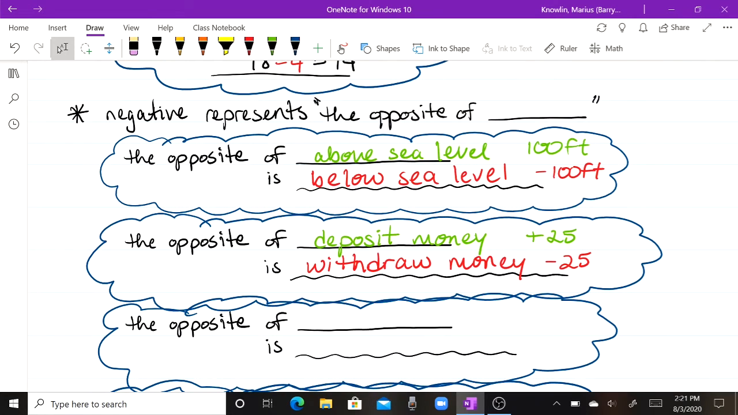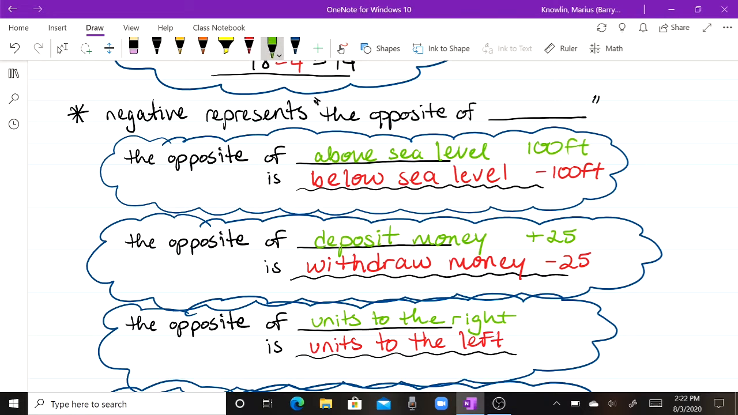If we're talking about a coordinate plane, or a number line, let's start there. On the number line, when you move to the right, that represents a positive movement, but the opposite of going to the right, or units to the right, let's write it that way, units to the right, would be units to the left.